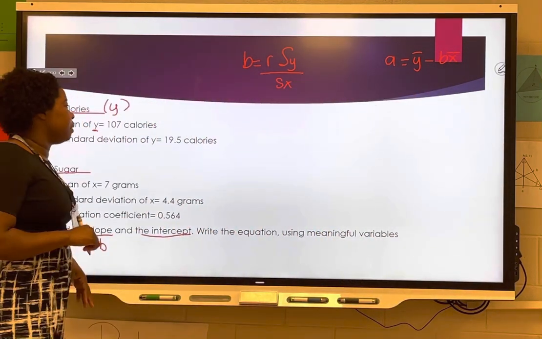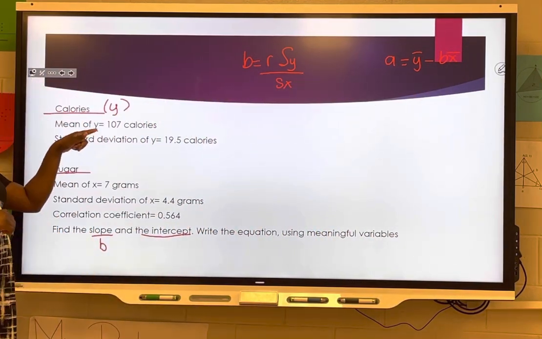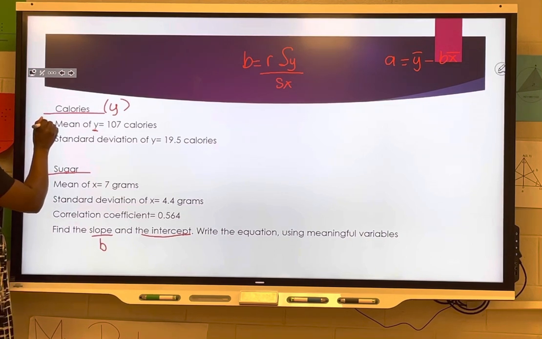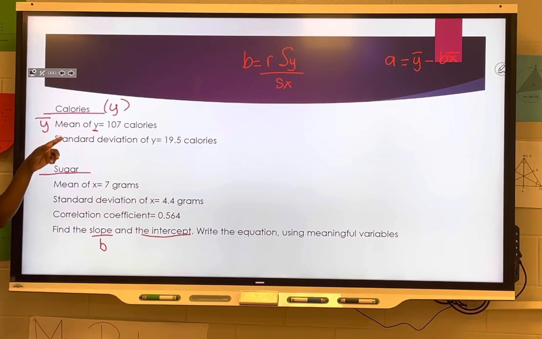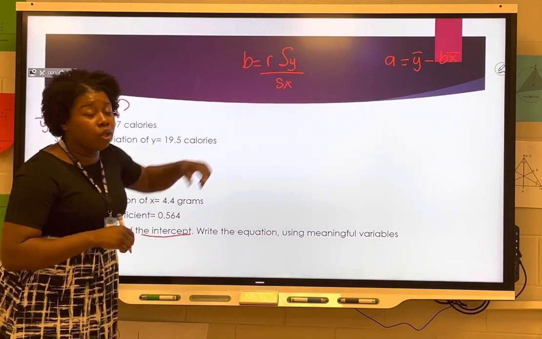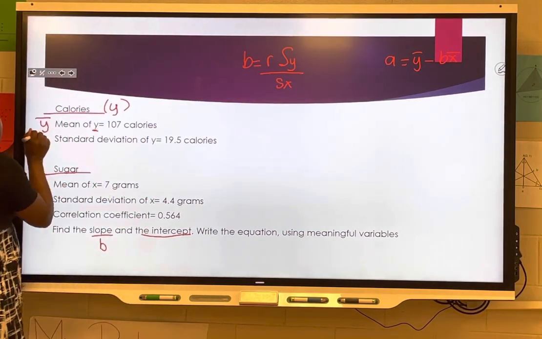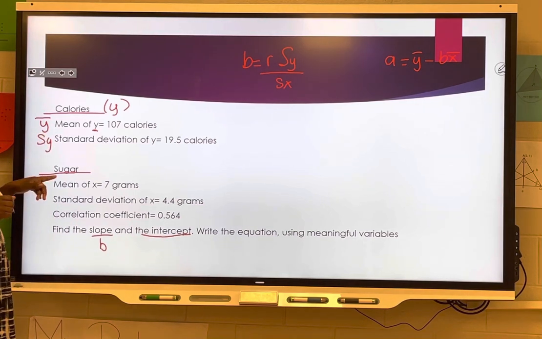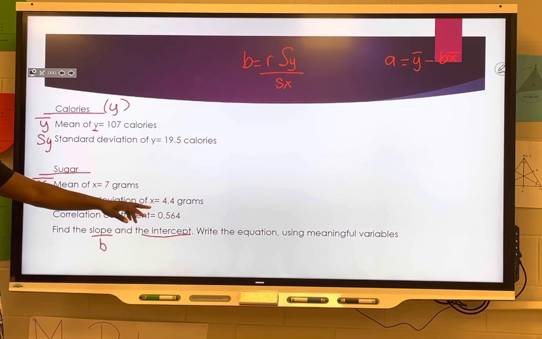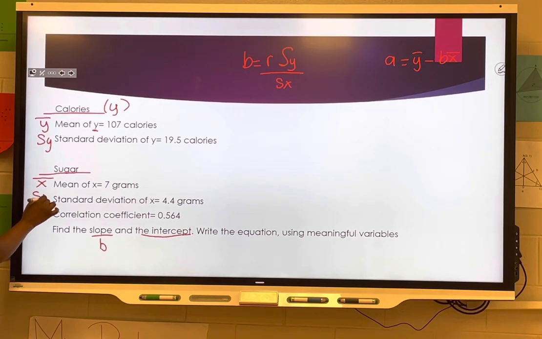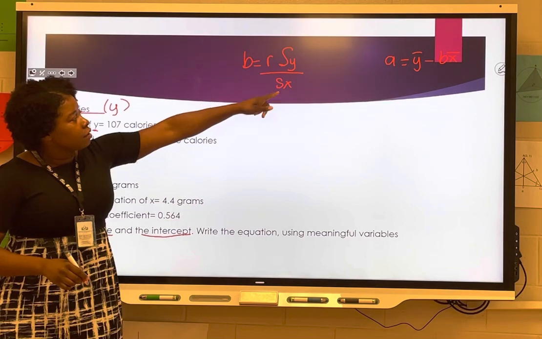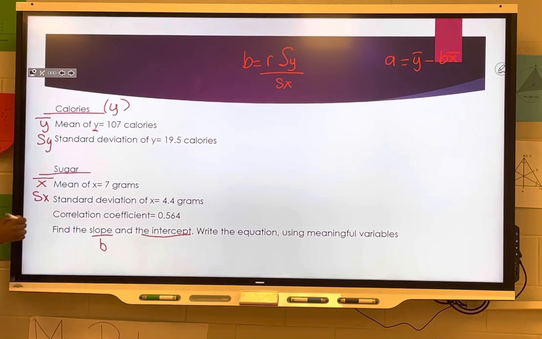We're going to find that as well. So mean of y, as you know, that's going to be your y bar. Standard deviation of y, if you look at your formula here, only one of them could be, and it's going to be your sy. Mean of x, that's going to be your x bar. Standard deviation of x, that's going to be your sx. Again, from your formula. Correlation coefficient, that's already your r value.